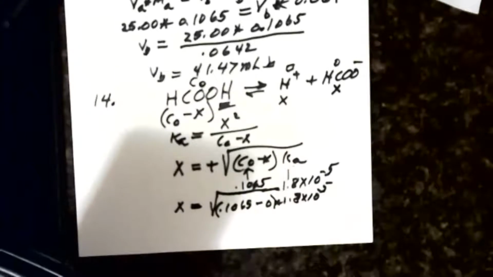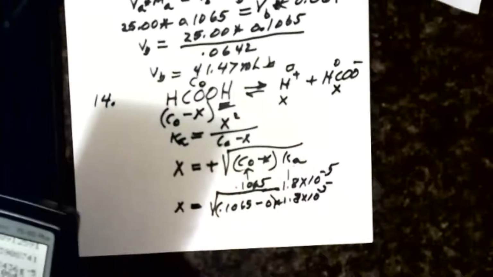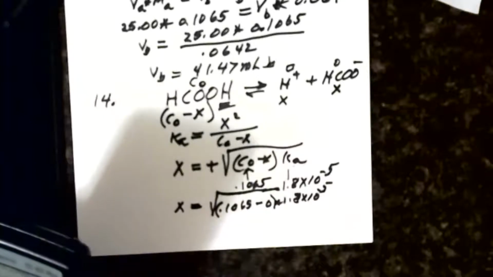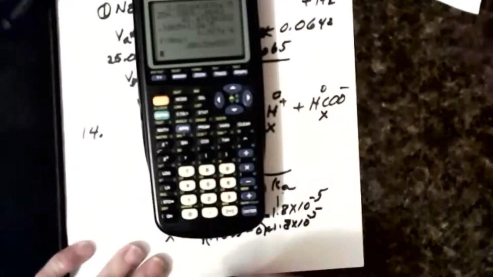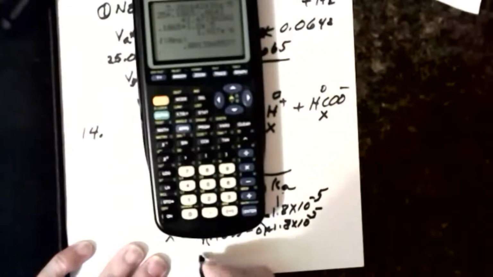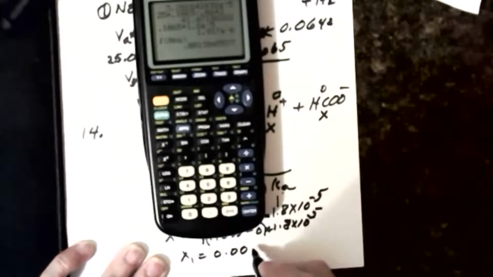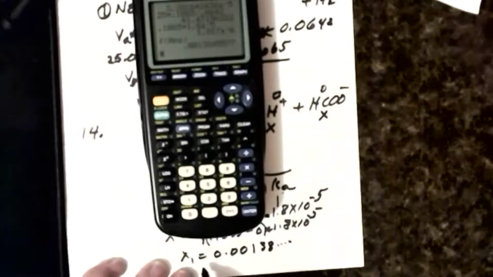So I've got 0.1065 times 1.8 with an exponent that's minus fifth. I get that number. Now I'm going to take the square root of that answer. So what I got, if you can see my screen, is x1 is going to be 0.00138 and a whole bunch of other digits there. So that's my first approximation for the hydrogen ion concentration.